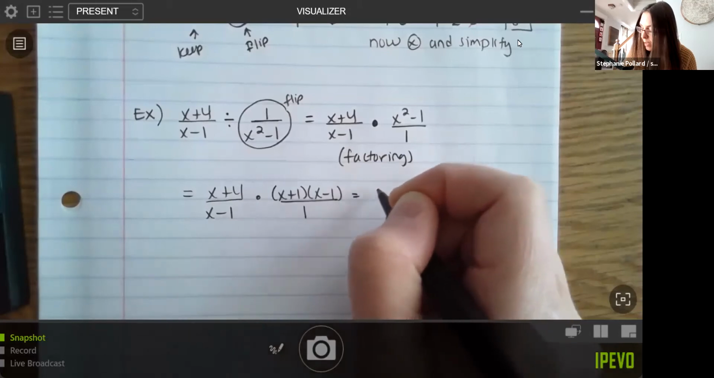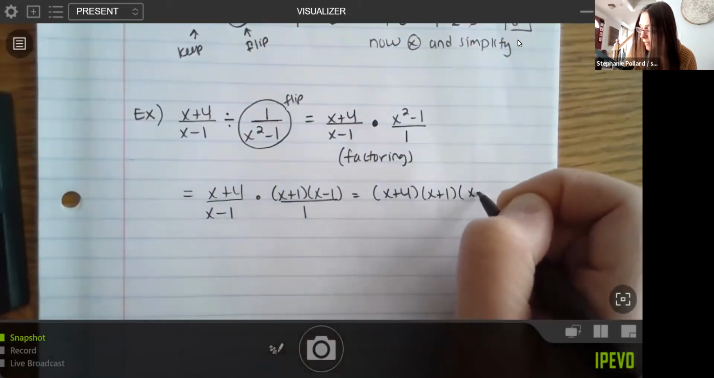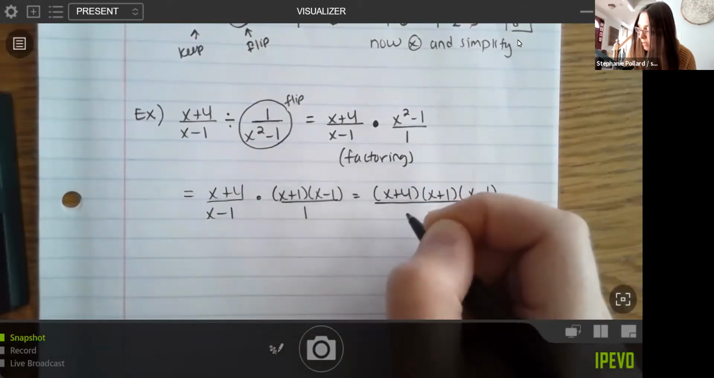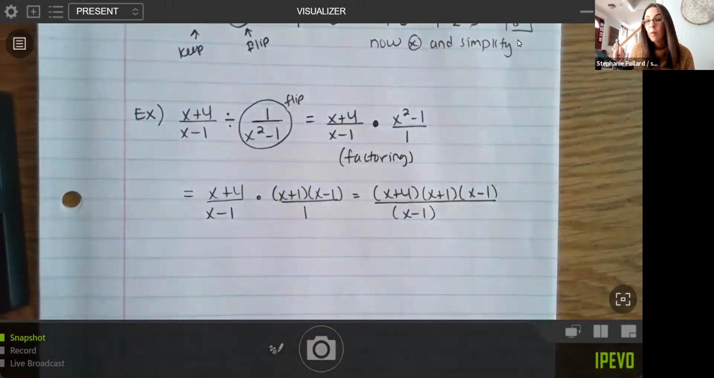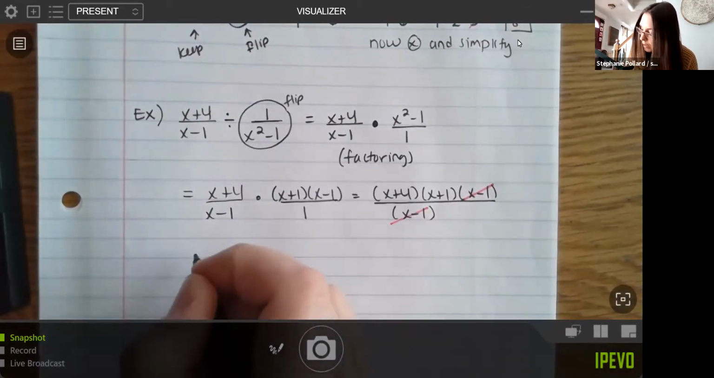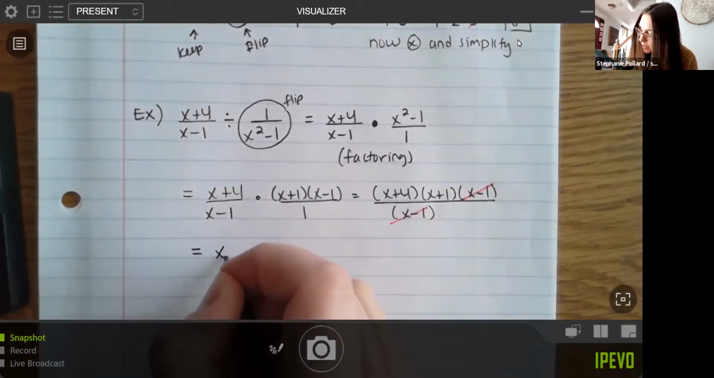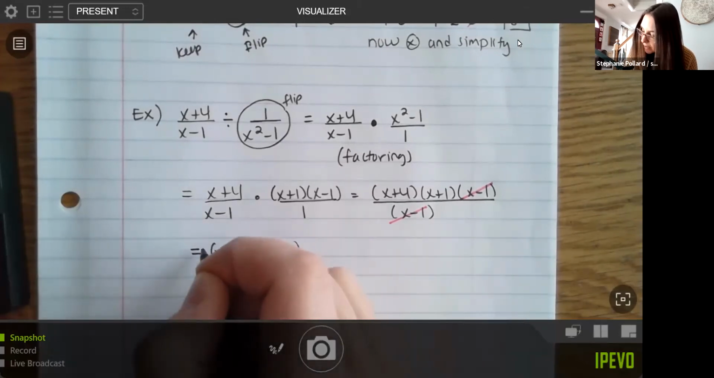And now I can multiply straight across. Now, for me, I'm not multiplying anything out just yet, right? I'm just rewriting everything. x minus 1, and then I don't really need the multiplying by 1. Multiplying by 1 doesn't change anything. So here my x minus 1's cancel, and I'm left with x plus 4 times x plus 1 as my final result.